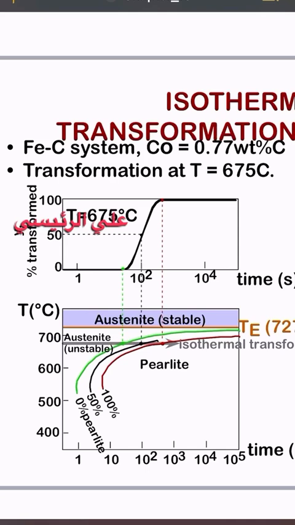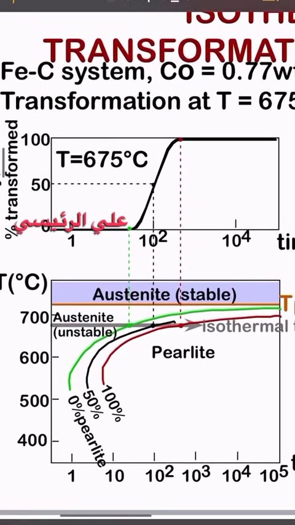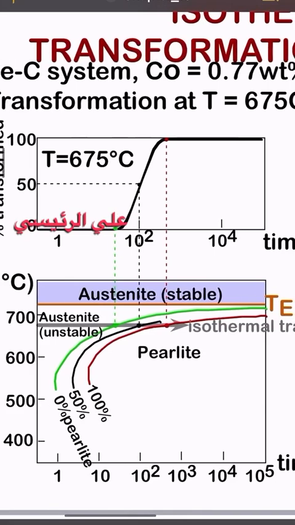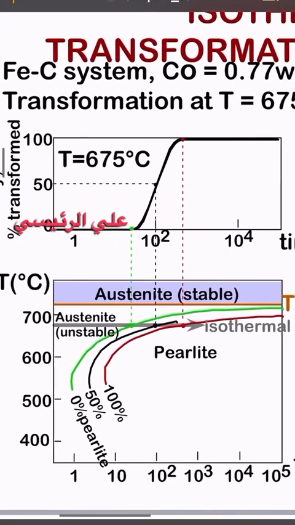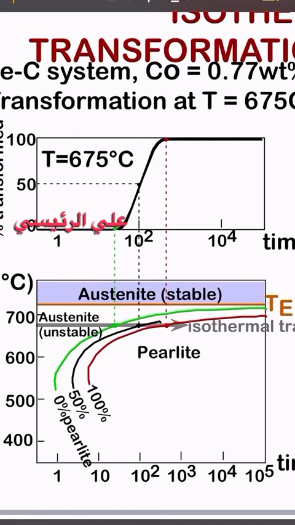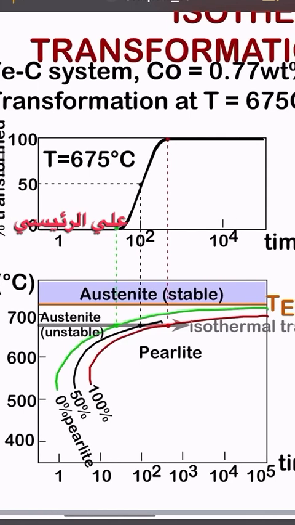So when you are at 727, the austenite is constant and stable. It's all about the temperature going down and up. So let's talk more about this diagram and see what we can know from these lines and numbers.